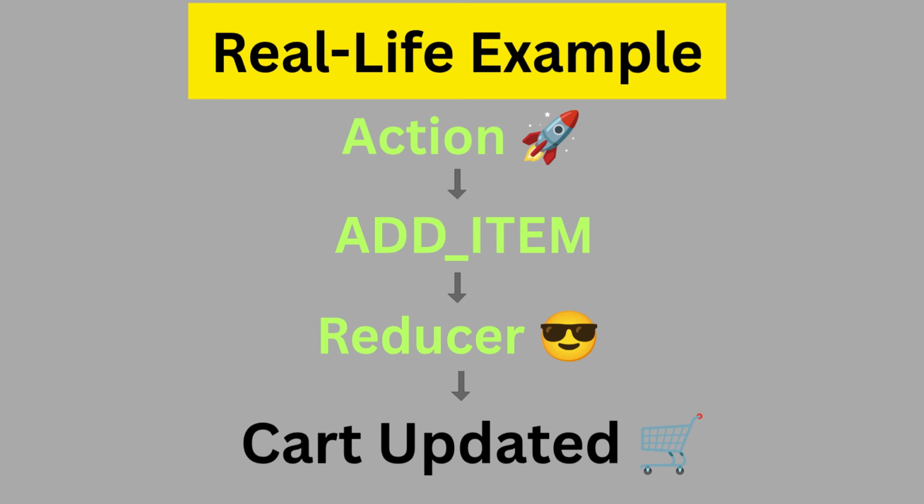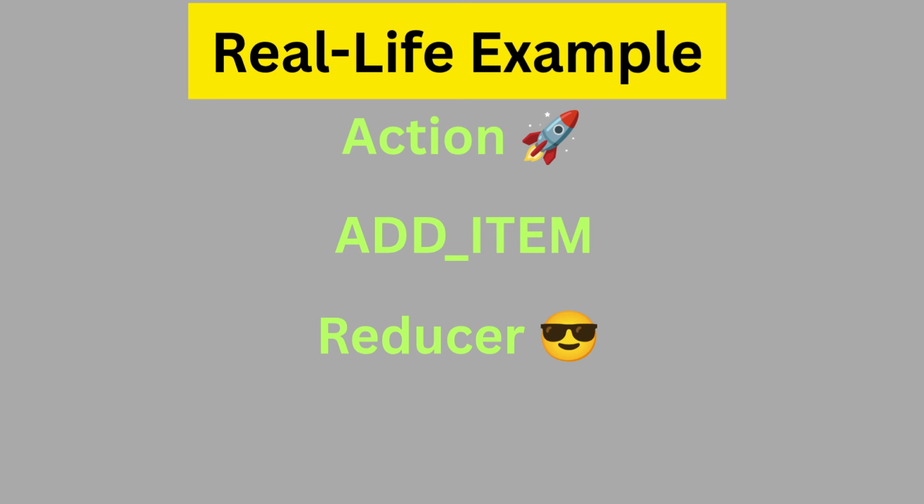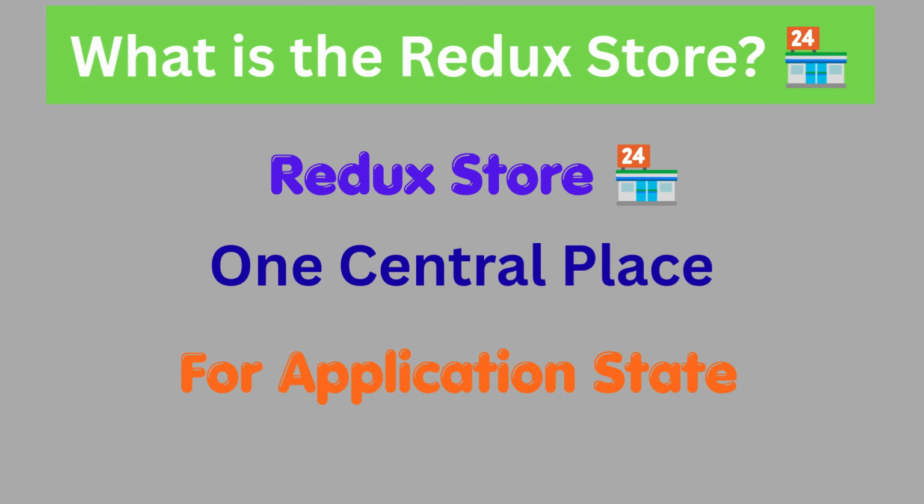Now the reducer has updated the state, but where is this updated state stored? Let us understand the Redux store. The updated state gets stored in the Redux store. It is the central place where the application's state is stored. Instead of each component managing its own copy, all components share the same state from the Redux store.